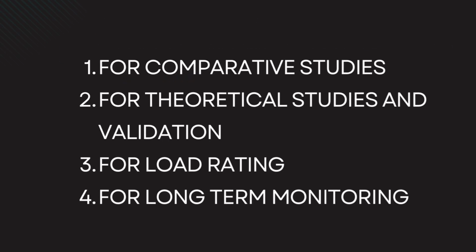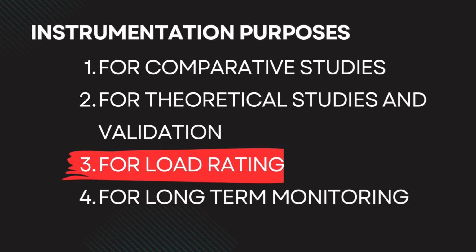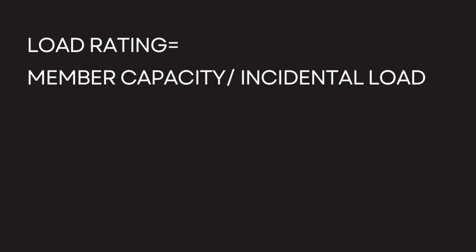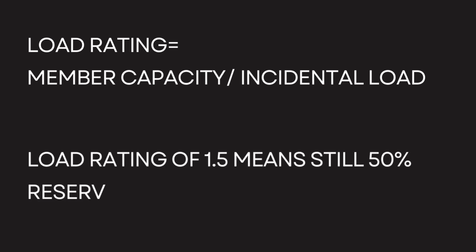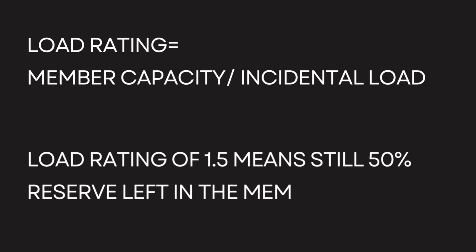Now, number 3 purpose is load ratings. Load rating of any member is the ratio of load which the member can carry safely, i.e., member capacity, divided by the load coming on the member in the given scenario. A load rating of 1.5 means there is still 50% reserve left in the strength of the member. The load rating of different members are calculated, and lowest of them is called as load rating of the bridge.